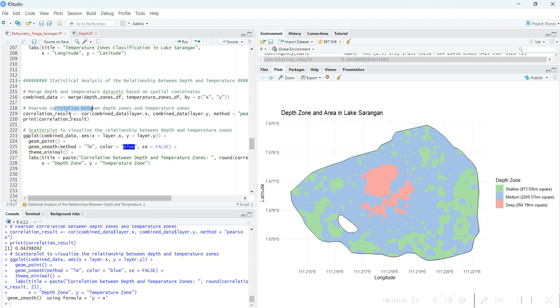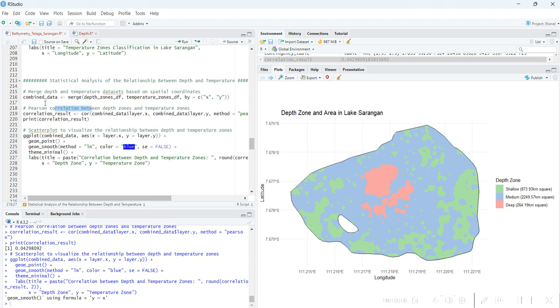In simpler terms, a positive correlation means that as one variable increases, the other tends to also increase. And a negative correlation means that when one variable increases, the other will decrease. And a correlation close to 0 means there's no significant linear relationship between the two variables.